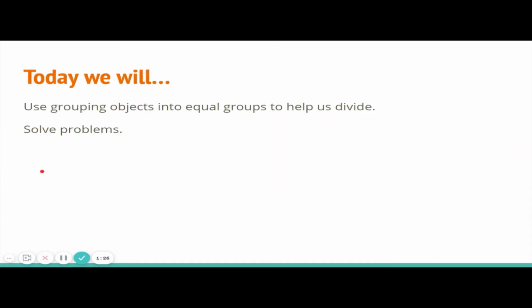Today we will use our grouping objects into equal groups to help us divide. So using our skill yesterday to turn it into division sentences, and then we will solve some problems.